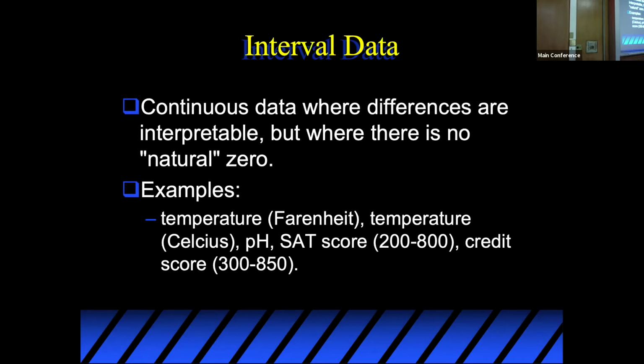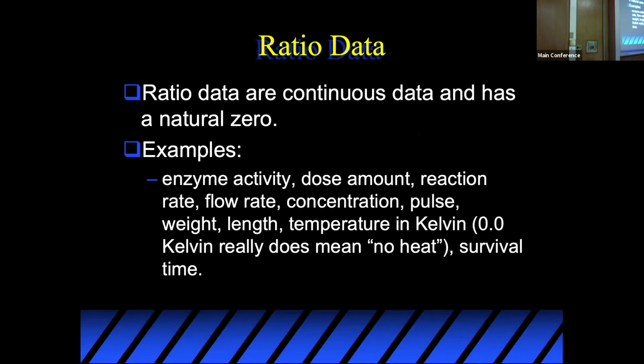Examples of interval data are temperature, at least in Fahrenheit and Celsius, which doesn't really have a natural zero. 0 Celsius and 0 Fahrenheit doesn't mean there's no temperature. Actually, 0 Kelvin does. We're going to talk about that in a few minutes. pH and SAT scores are all examples of interval data. Ratio data, and the only importance about ratio data is you can make proportions out of ratio data because it has a natural zero.